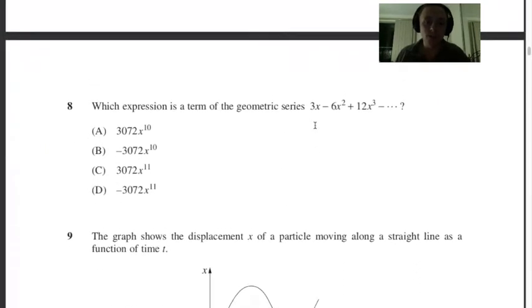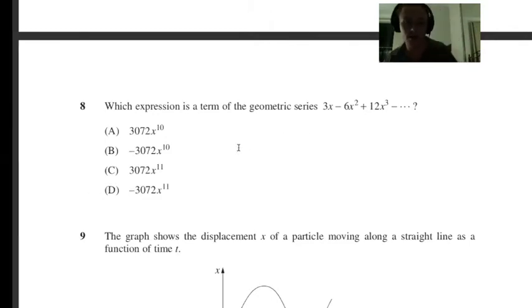8. Which expression is a term of the geometric series? These are good questions as well. They can get quite tricky, nice and challenging. Which expression is a term of the geometric series? 3x minus 6x squared plus 12x cubed minus dot, dot, dot.